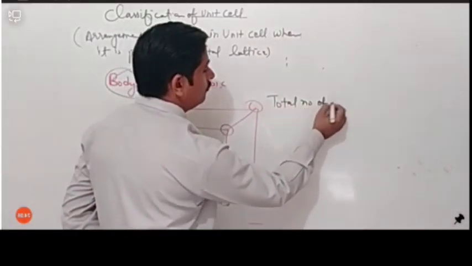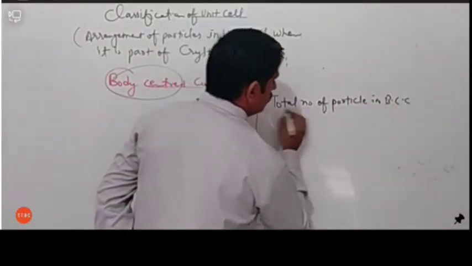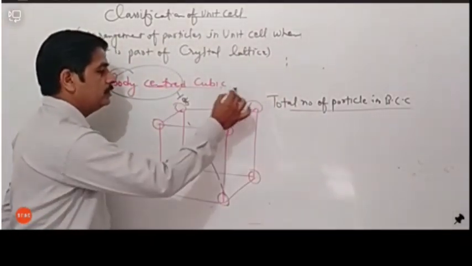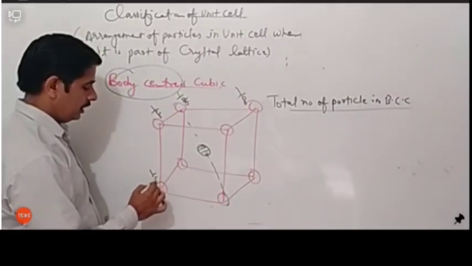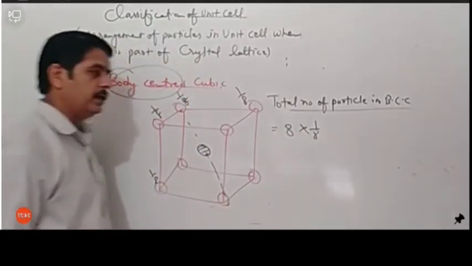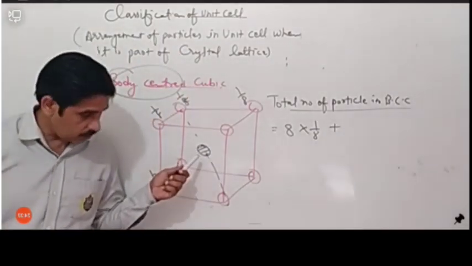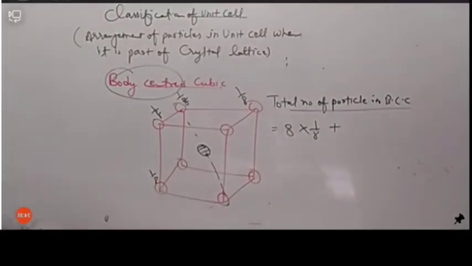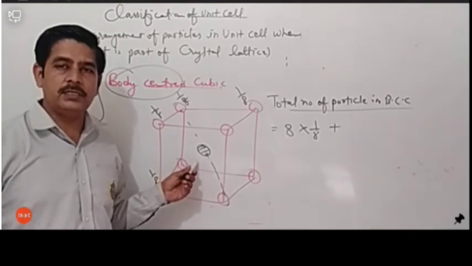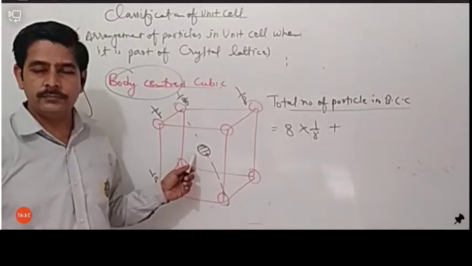So let's count the total number of particles in BCC. Right now we studied that each corner particle contributes 1/8, and there are 8 particles. So its contribution will be 8 particles multiplied by 1/8, plus the contribution of this particle. इस particle का contribution कितना होगा बेटा? 1/2 or 1/8? The particle which is present in the center of the unit cell, what should be the contribution of this particle?